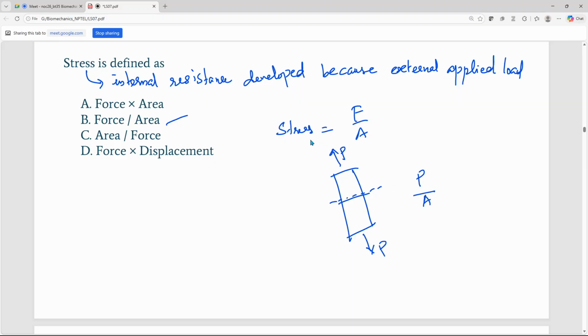And stress only exists when there is an external applied force. So it's an internal resistance developed because of an external applied load. Mostly we will be studying what is stress, but this is the actual concept. This is the internal resistance developed because of an external applied load.